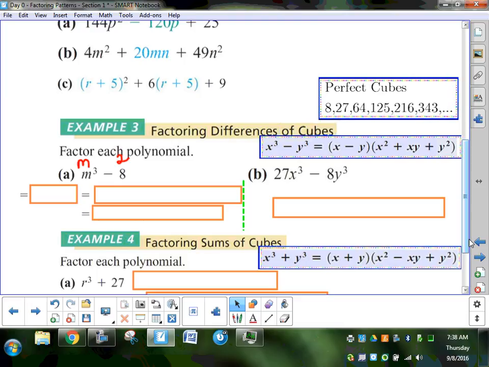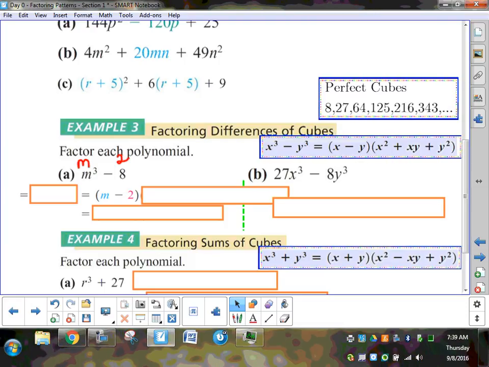The first thing that we would do is take the left minus the right. So my binomial factor for this would be m minus 2. Now we need to construct what the trinomial factor of this would be. And the trinomial factor is going to come from taking the left squared plus the left times the right plus the right squared.